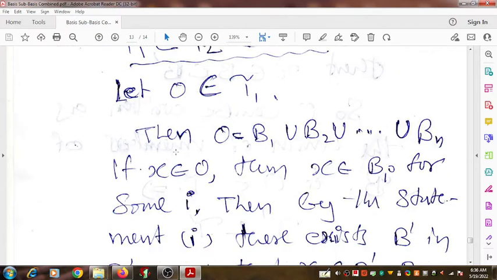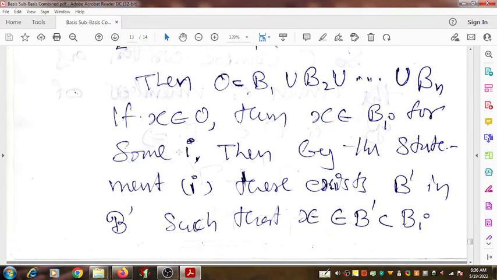O is an open set clearly, and moreover, since τ1 has the basis, script B is the basis of τ1, we know by the definition of a basis that every open set in that topology can be written as the union of some members of the basis. So O can be written as a union of members of the first basis: O equals B1 union B2 union etc. union Bn.